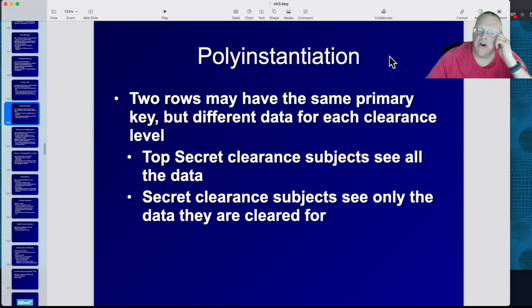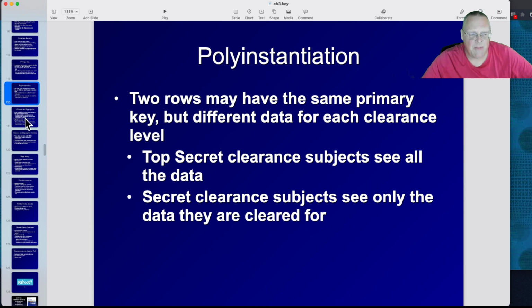Polyinstantiation is where you have two rows with the same primary key, but they have different data for different clearance levels. So a top secret viewer will see all the data, but a person with only secret clearance will see only the data they're cleared for. That's one way to prevent some attacks we're going to talk about.